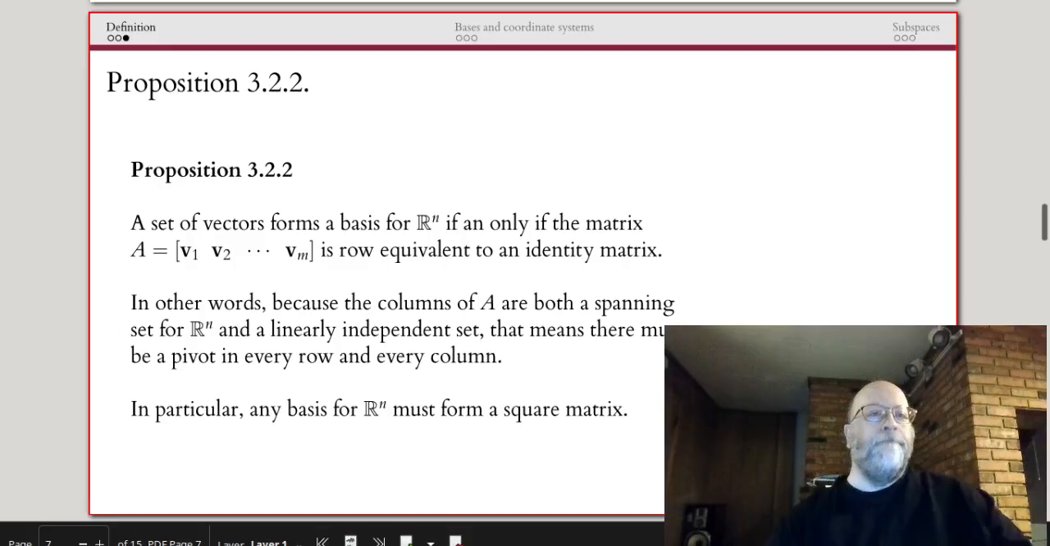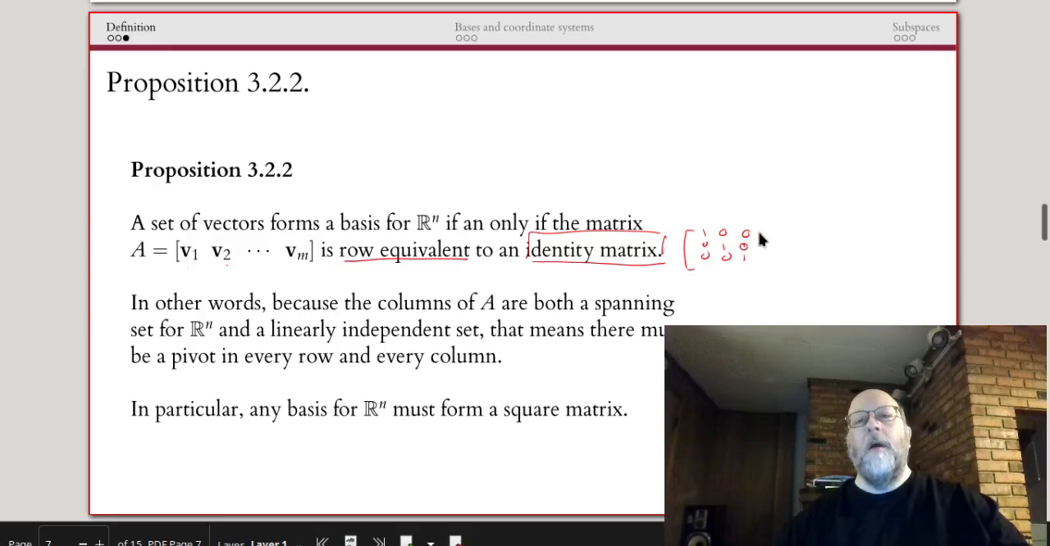Let's move on. We have a proposition in the book that a set of vectors forms a basis only if the matrix that we get by putting the vectors into a matrix and row reducing it is row equivalent to an identity matrix. The identity matrix, again, we saw this a couple of days ago, is the matrix that has the standard basis vectors for its columns.